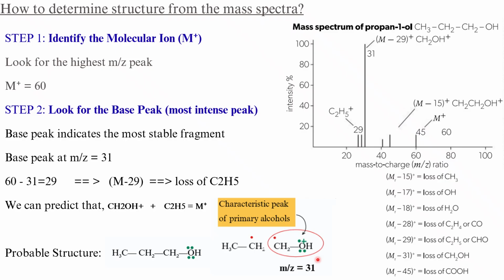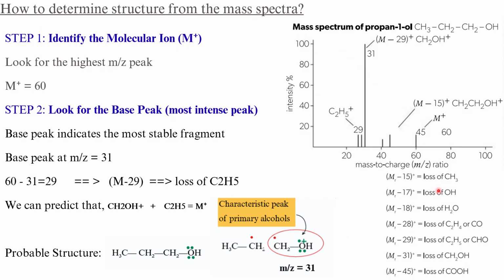Please note this point because this is one of the most important points that will help you in solving the questions. Okay, so till now we have determined the molecular ion peak. Secondly, we have determined the base peak. Then we have determined the loss. And lastly, we have also gone through the characteristic peak for primary alcohols.